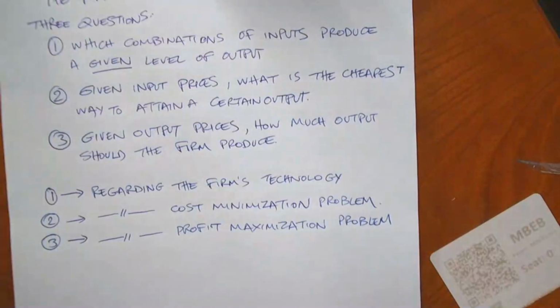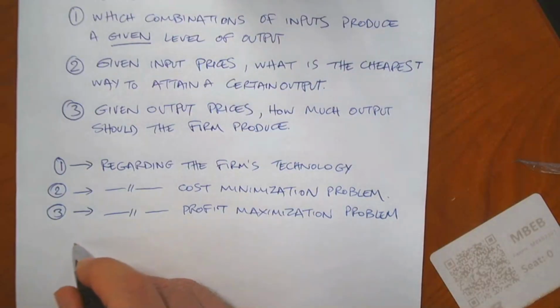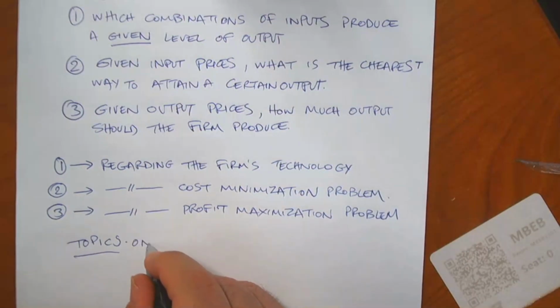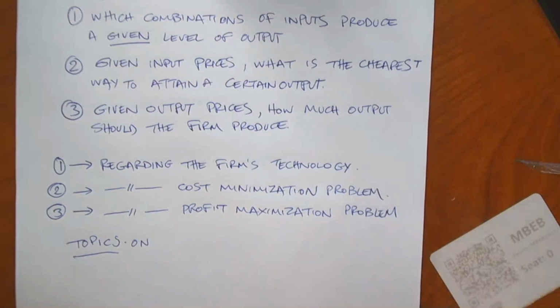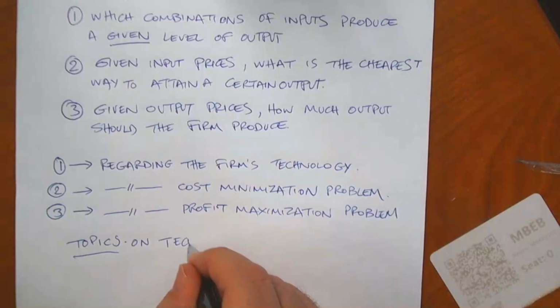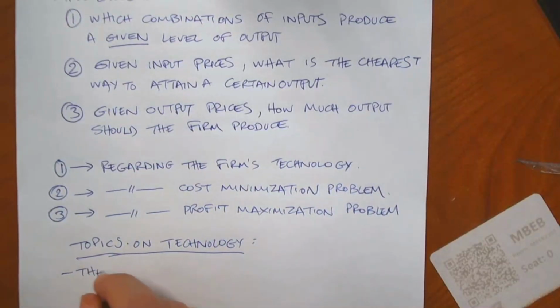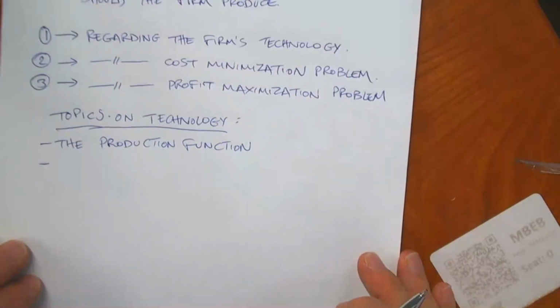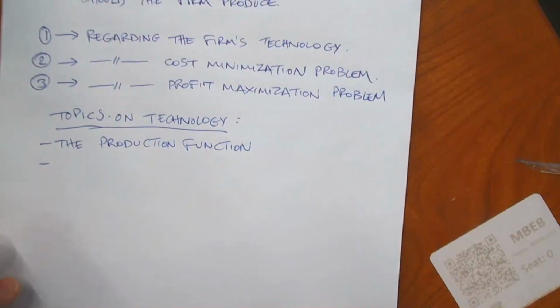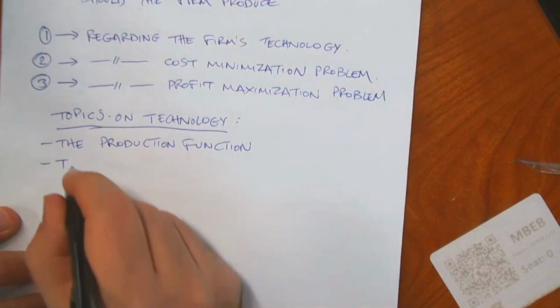So, questions on this one, in the way that we're structuring a discussion of how the firm behaves as a rational agent in microeconomics. Hopefully that makes sense, right? So the topics that we're going to be covering, first of all, we're going to be looking at the firm's technology, right? So topics on technology. We're going to be discussing, one, the production function. The second thing that we're going to be discussing, the concept of the marginal product and the average product.